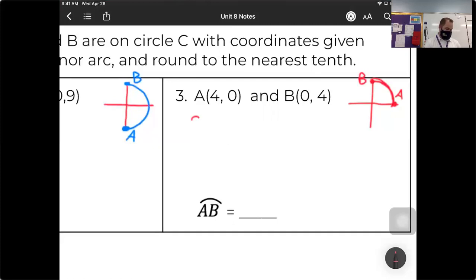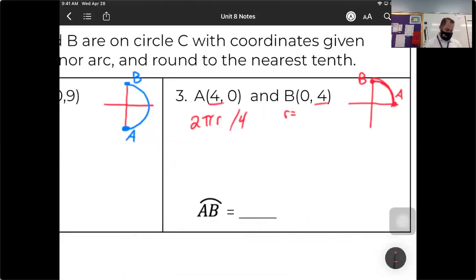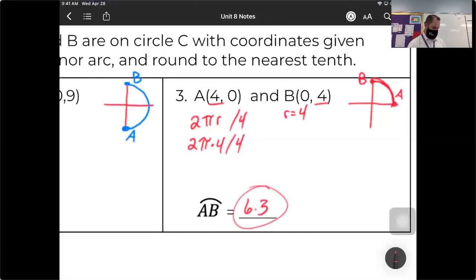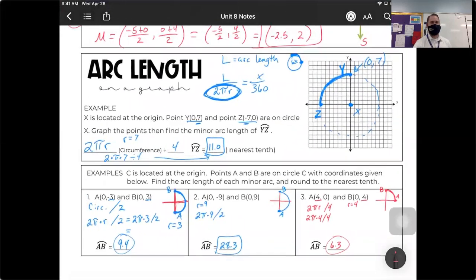Okay, so we're going to do 2 pi r divided by 4 this time. What's the radius? 4, yeah. No, not 0. 4. You're right. So we do 2 pi times 4 divided by 4. What'd you get? 6.3. That's how we're doing arc length here. You don't have to worry about proportions. You don't have to do anything else like that.